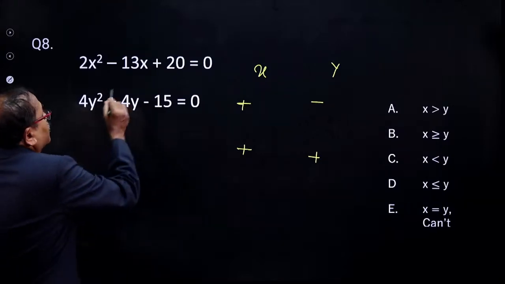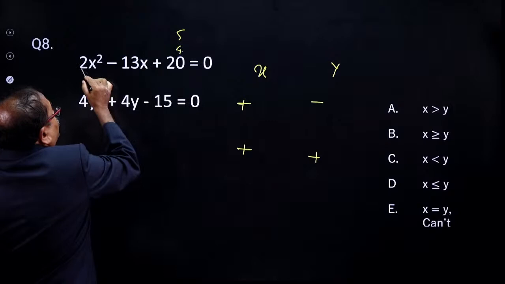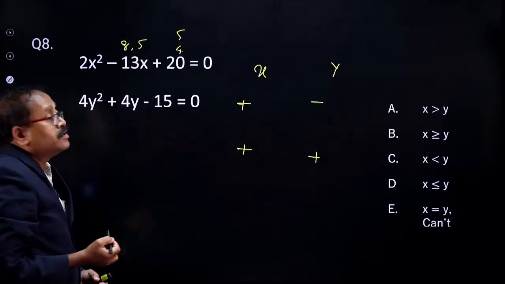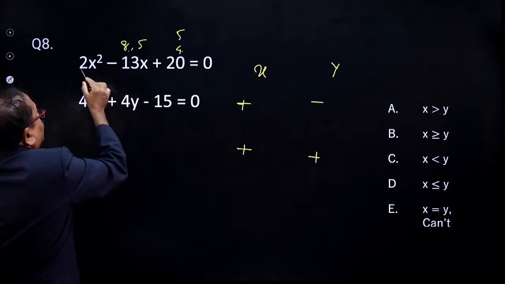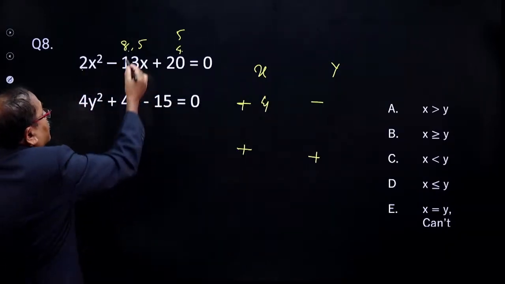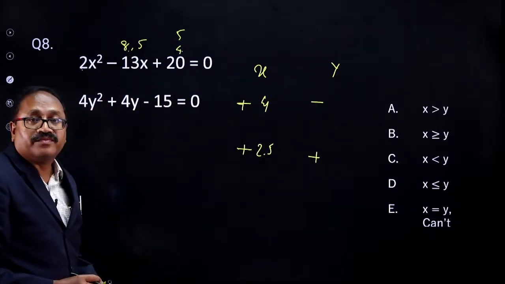So, how do I answer this particular question? Can I see that this can be written as 5 into 4, and 4 into 2 is 8, and 8 plus 5, 13. So, the first number is 8 divided by 2, which is 4 here. And the second number 5 divided by 2, which is 2.5, x2.